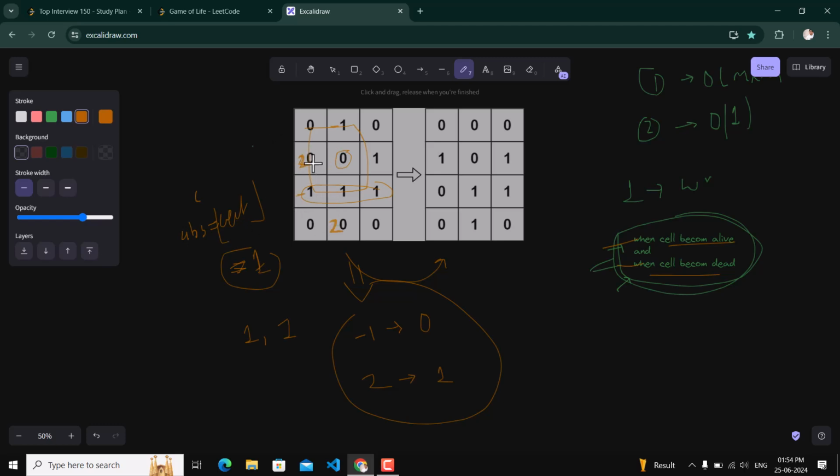So whether it is 0 or 2, we will get the total number of live cells for this current element. In this way we will build our solution. I think we have understood the approach. Now let's jump to the solution.